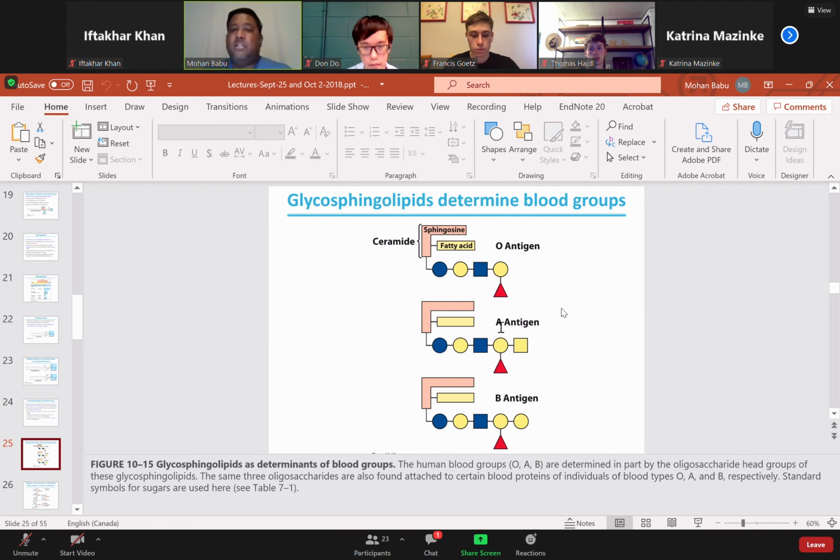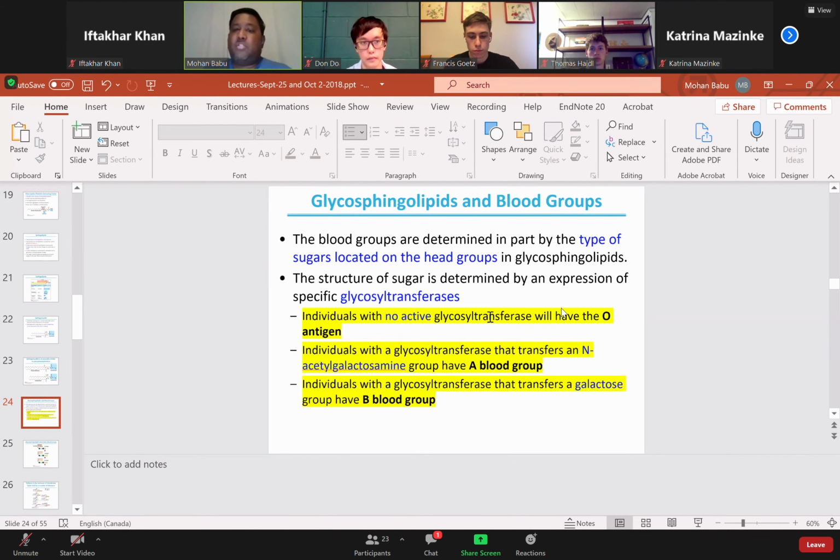So a person who has no active glycosyl transferase will have the O antigen. The A blood group means the individual has a glycosyl transferase that transfers an N-acetyl galactosamine group, whereas in the case of the B blood group, you have a glycosyl transferase that transfers the galactose group. So these three important features determine the O antigen, A blood group, and B blood group.